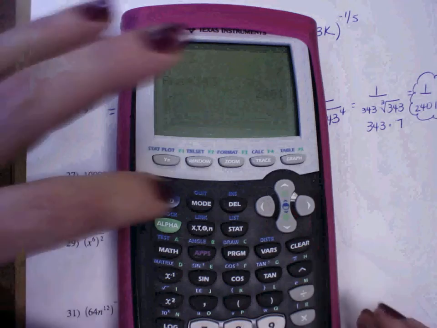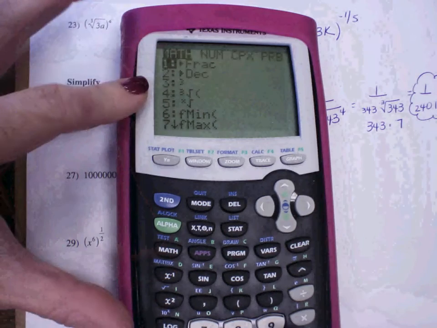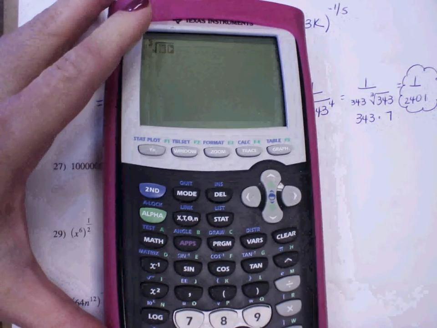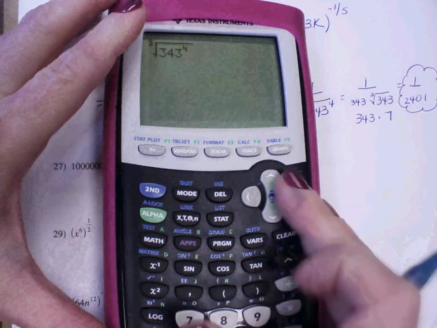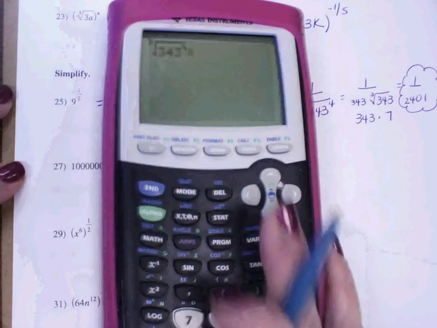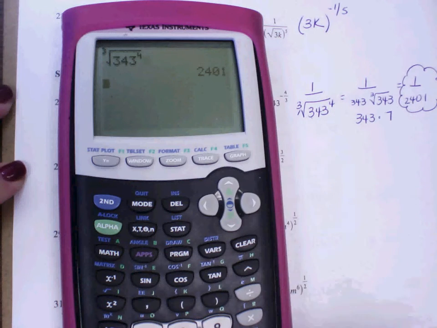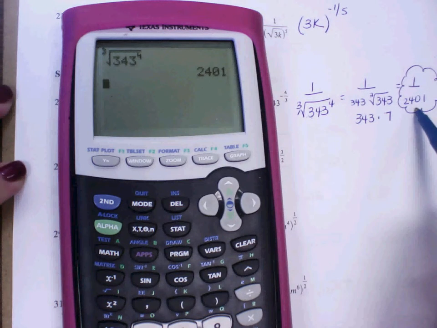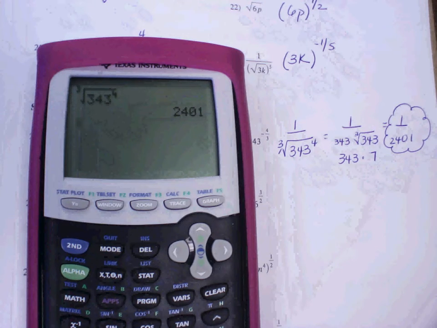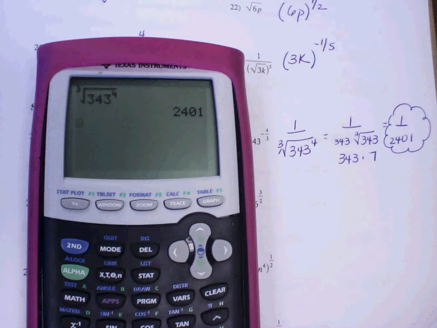Now another thing that we can do, we can go back to that one and write it just like that and see if it gives me 2401. So let's do it. Math, cubic root is 4, and I'm going to do 343 to the fourth power, correct? Cubic root of 343 to the fourth power, and there it is, 2401.